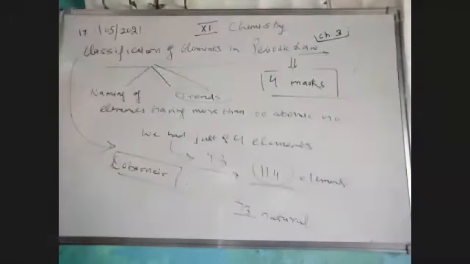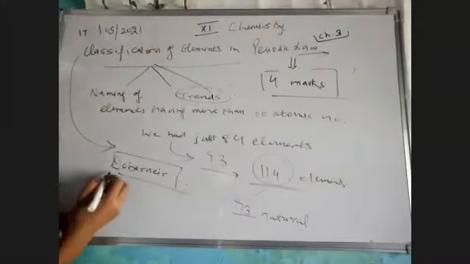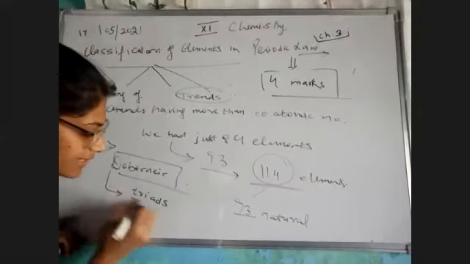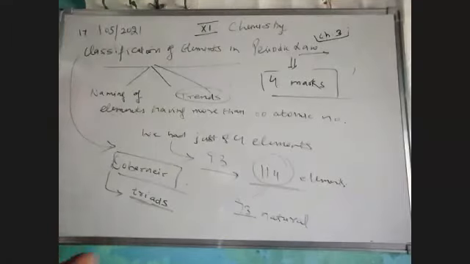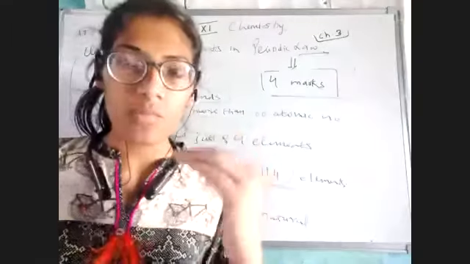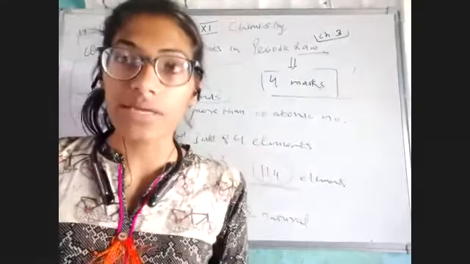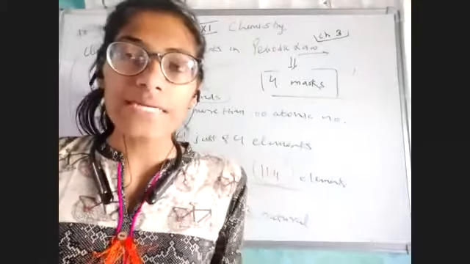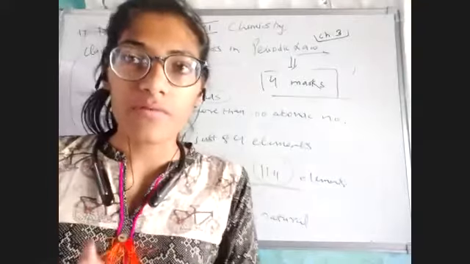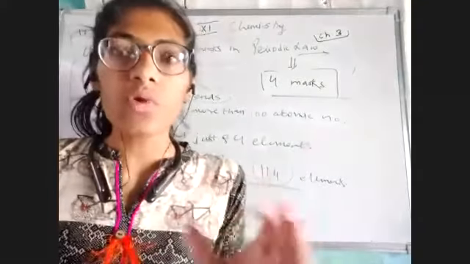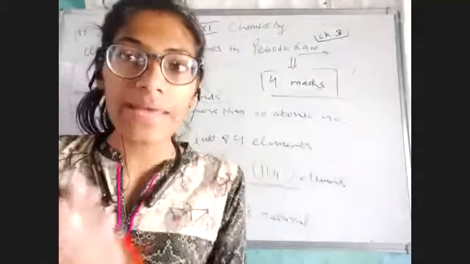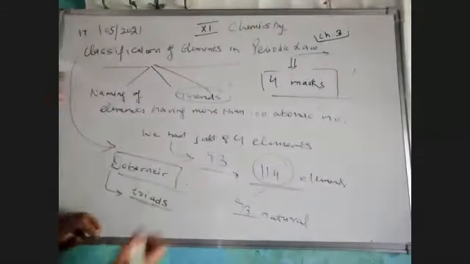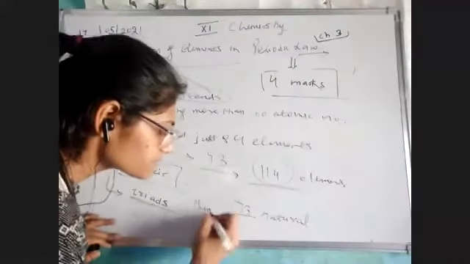So the first was Döbereiner. He tried to put the elements in the form of triads. Now what are triads? Triads means he made a periodic table in the form of 3 different vertical groups, or 3 different columns. He arranged them in the order of atomic weight. But as usual, he could not fit the maximum elements in it, so it was rejected. Further, we move to another scientist known as Mendeleev.